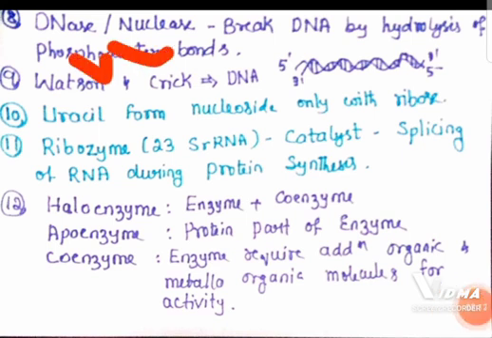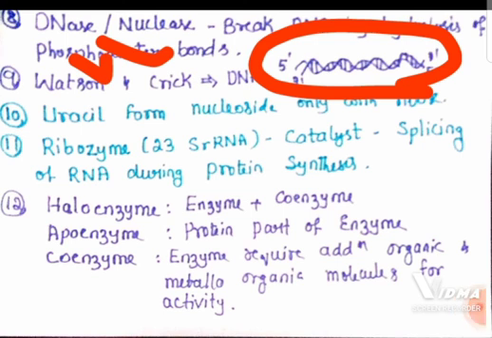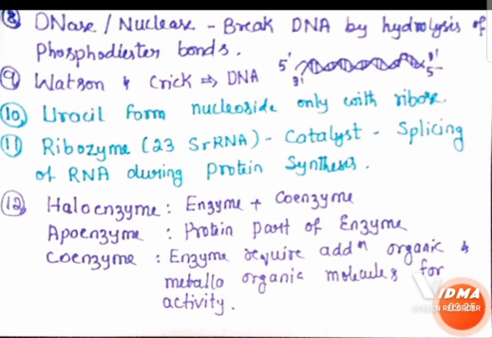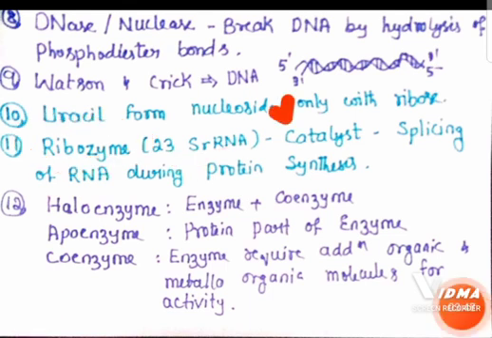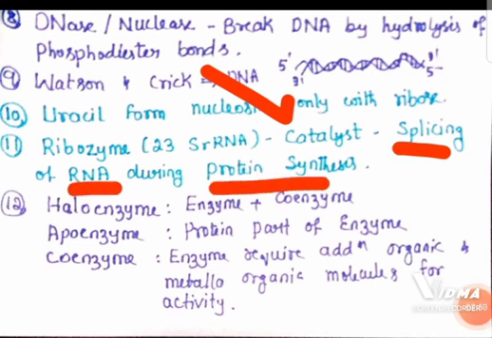According to Watson and Crick, DNA is made up of 2 polynucleotide strands. Both are anti-parallel. One runs in 5' to 3', another runs in 3' to 5' direction. And between the two polynucleotide strands, we can find hydrogen bonds. Uracil is a pyrimidine present only in RNA, so uracil can form a nucleoside only with ribose but not with deoxyribose. There is one nucleic acid that acts as an enzyme, called a ribozyme. It is a single stranded RNA. It acts as a catalyst by splicing RNA during protein synthesis.